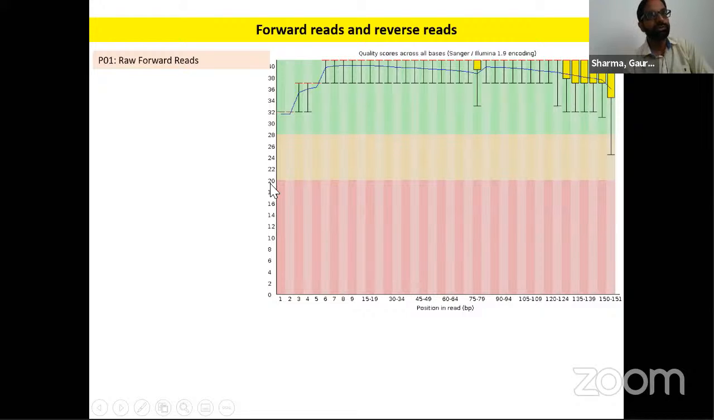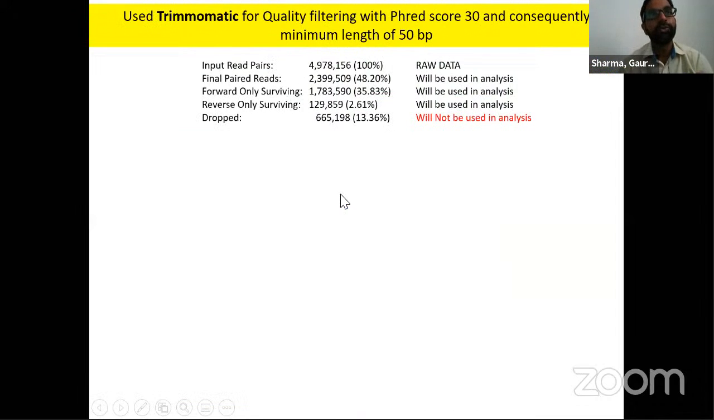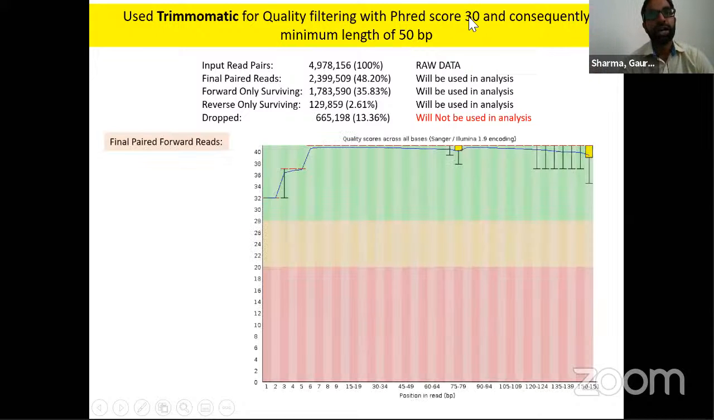So a Phred score of 20 means there will be 1 error in 100. If we sequence 100 base pairs, there will be one error. 30 means if we sequence 1000 base pairs or 1000 nucleotides, there will be one error. So based on that, we try to determine how good the quality is. So this is the raw data. Now when we use a tool like Trimmomatic, let's say I have selected Phred score 30 and minimum length of 50 base pair, then it will remove all the reads which have read length less than 50 and Phred score less than 30. So I will get something like this.